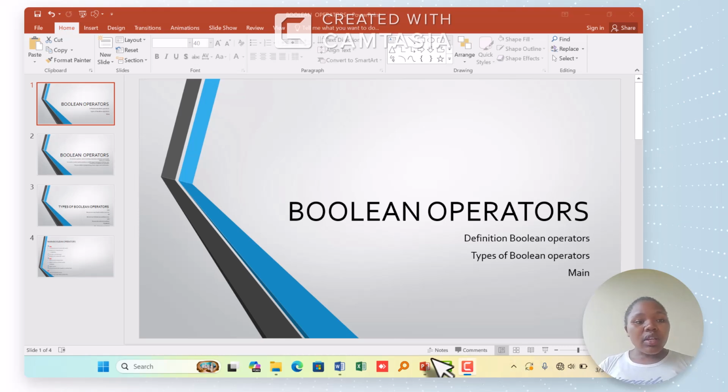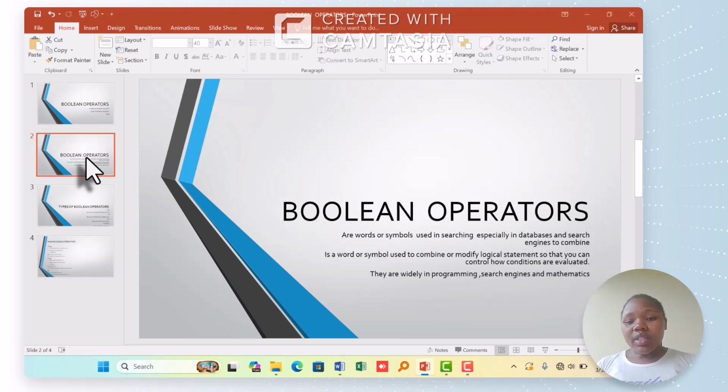So straight away, if we talk about the Boolean operators, we are going to see that these are words or symbols used in searching, especially in databases and search engines, to combine. It is also a word or symbol used to combine or modify logical statements such that you can control how conditions are evaluated. They are widely used in programming, search engines and mathematics.